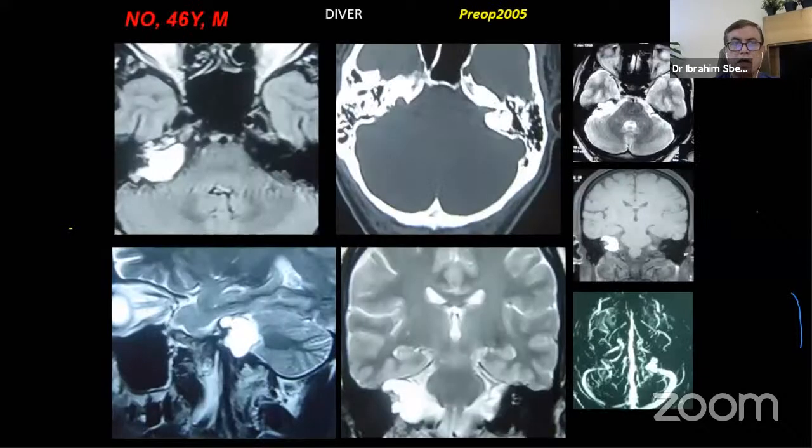Case 1, this is a patient who came to me from Syria, 46 years old, and interestingly he works as a diver. He dives in the bottom of the sea of Latakia in Syria. It is a well-known association in males who dive into the deep seas that they develop this. It may cause obstruction, and then we go into the obstruction theory of developing the cholesterol granuloma. You can see on the MRI the destruction here, and the other investigations. I'll show you the first video of this man.